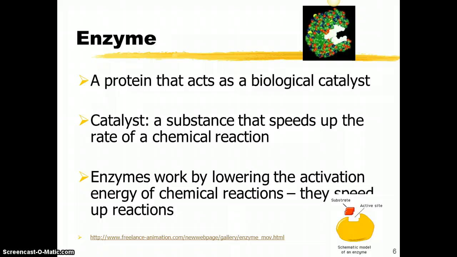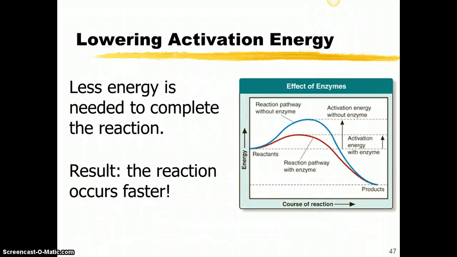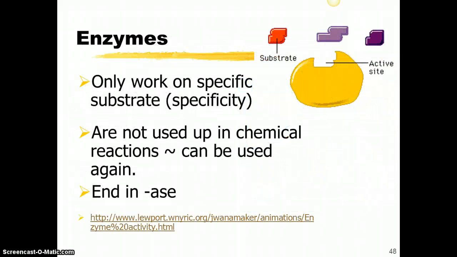Enzymes, remember, are a catalyst, and a catalyst is something that speeds up a chemical reaction. Remember, enzyme is going to be referred to as an organic compound, whereas a catalyst is going to be referred to as substance. Enzymes work to lower the activation rate so that the energy process will speed up. These are your diagrams we talked about in class. Less energy is needed to complete the reaction. So that's what lowering the activation energy means.